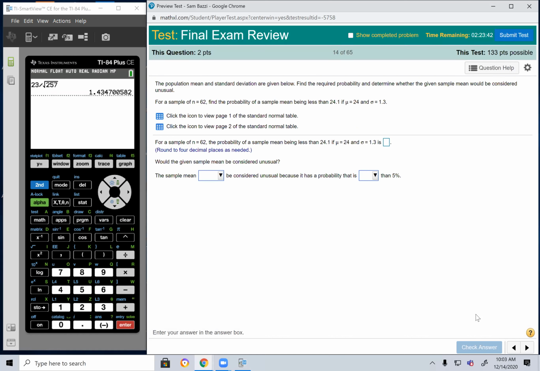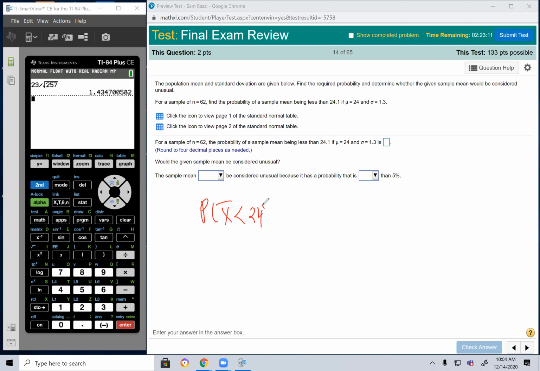The population mean and standard deviation are given below. Find the required probability, and determine whether the given sample mean would be considered unusual or not. For a sample of 62, find the probability that the sample mean is less than 24. Remember here, the question is about the sample mean. So he wants the probability of X bar less than 24.